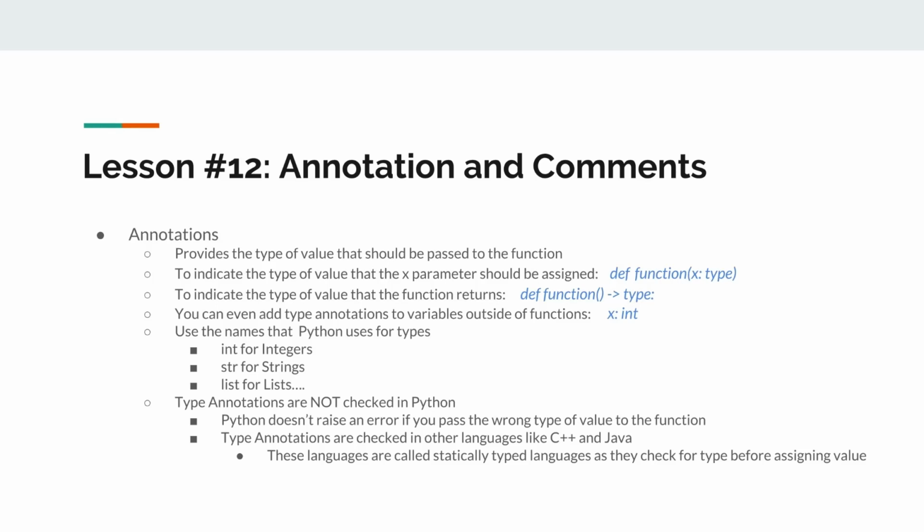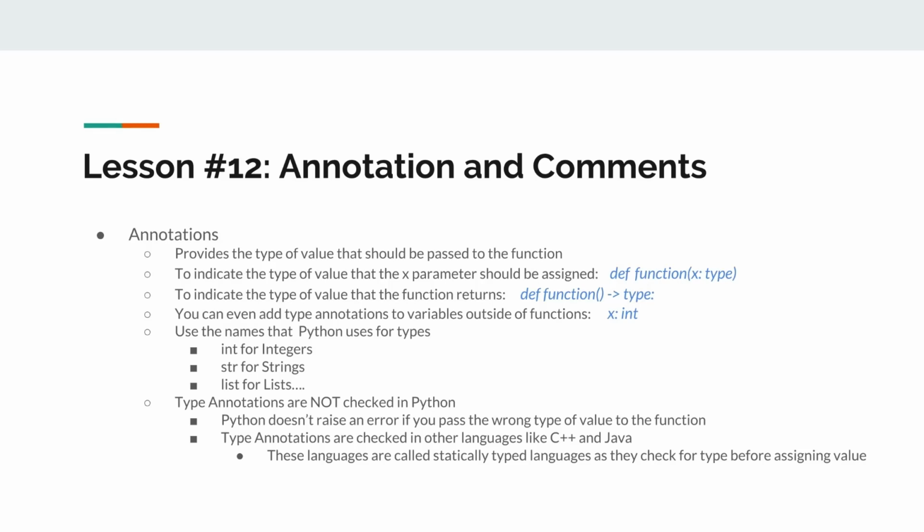To indicate the type of value that the function returns, we do so by writing a dash and a greater than symbol and the type that will be returned after that. This needs to be written after the set of parentheses and before the colon. The type that we write is the name that Python uses for the types. So we write int for integers, str for strings, list for lists, and etc.